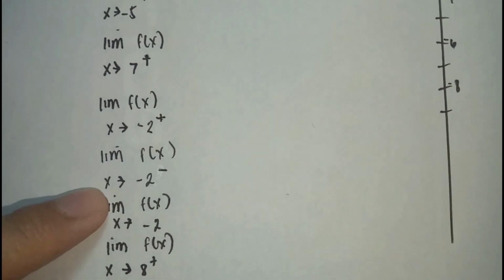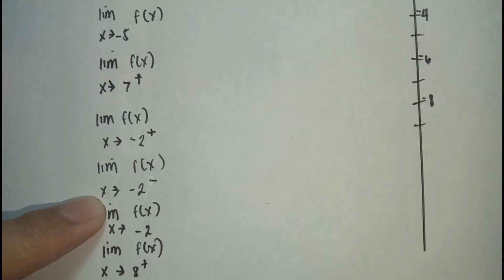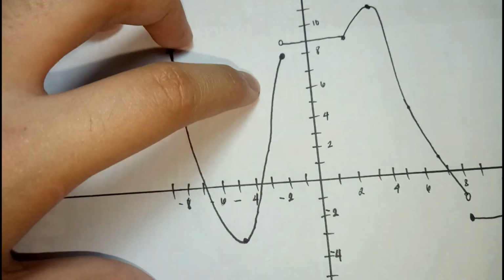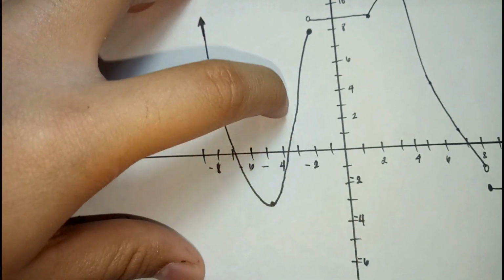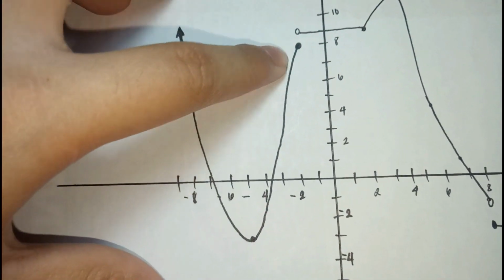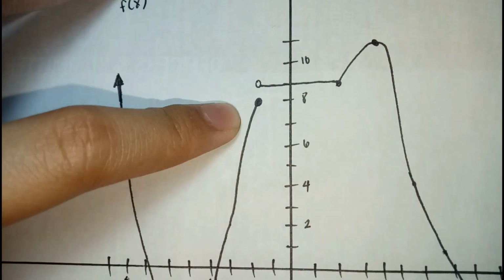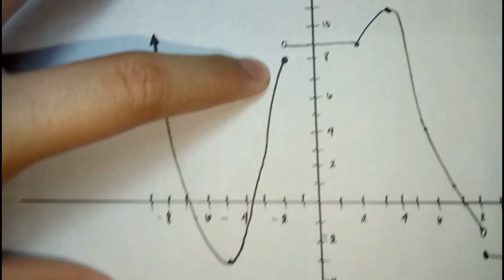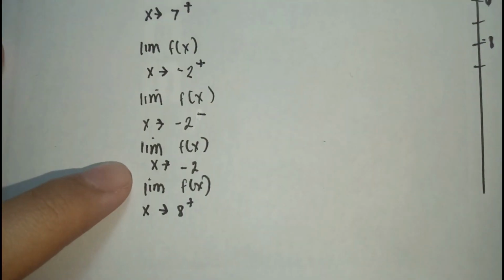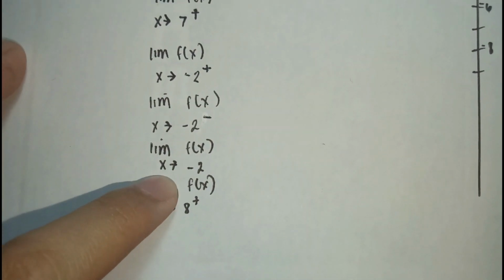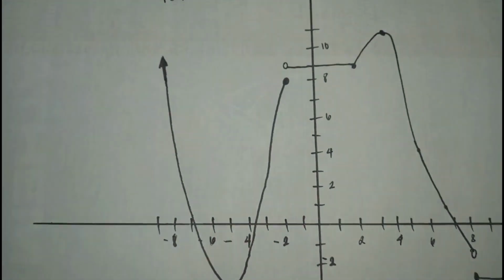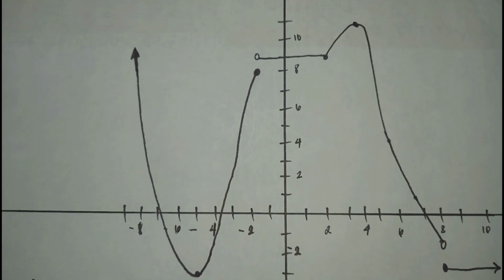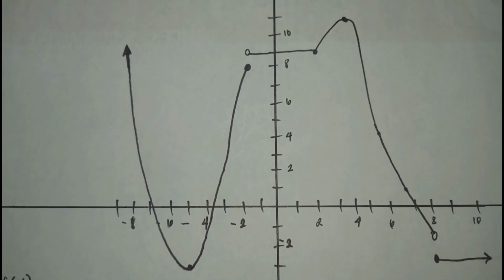Next is the limit of f of x as x approaches negative 2 on the left side. Again, in this graph, as it gets closer to negative 2, the y-axis is 8. So, by comparing the two sides, we can say that the limit of f of x as x approaches negative 2 on both sides does not exist because the two limits are not equal.